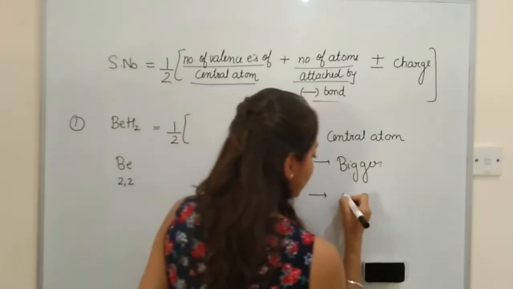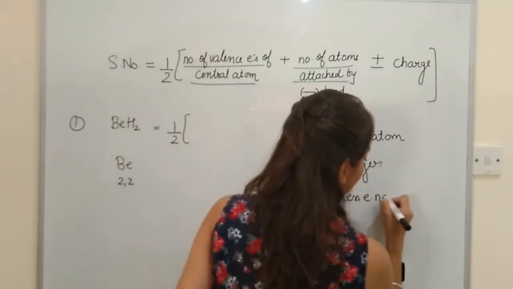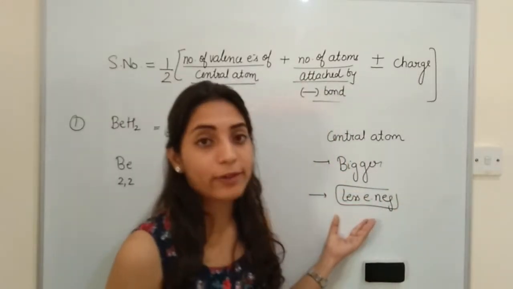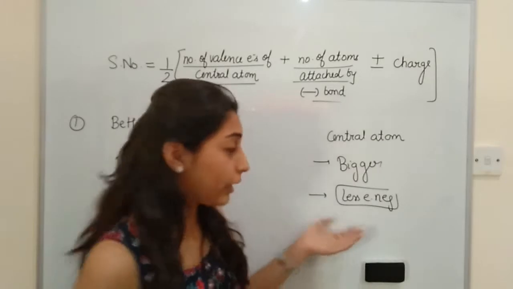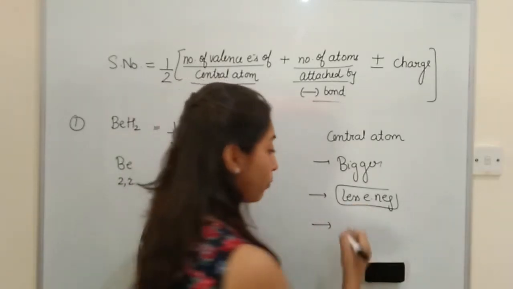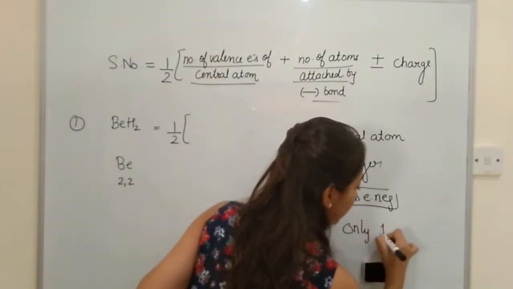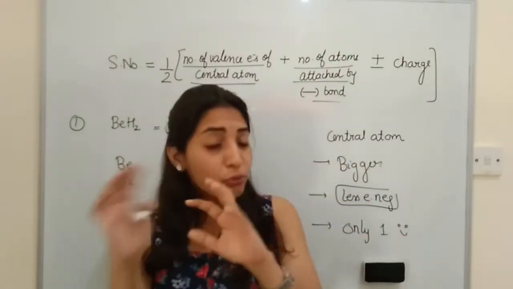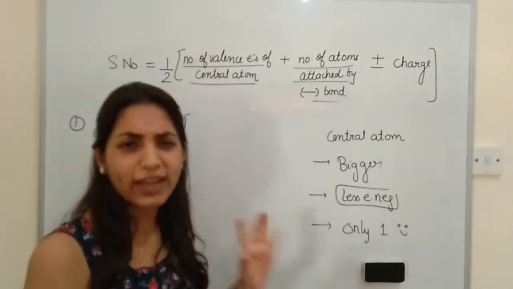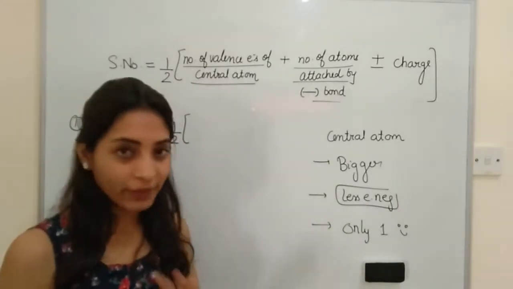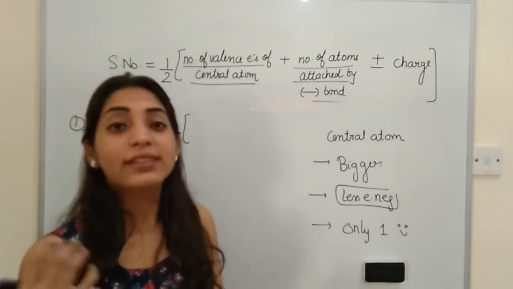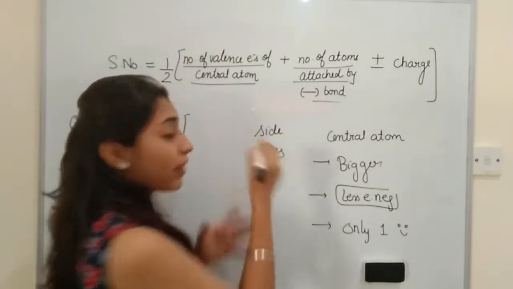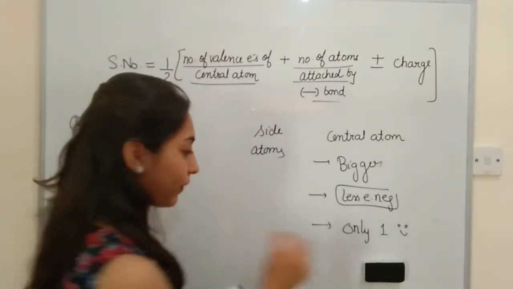And another thing is the less electronegative atom. In case the size is almost the same, we will choose the less electronegative atom as the central atom. If not this, we can also say that the one which is only one alone will be the central atom. Like BeH2, 2 hydrogens are there, but beryllium is 1. So that way also I can say beryllium is the central atom. And all others will be known as side atoms, the ones which are attached to something. Now let's start doing this question.